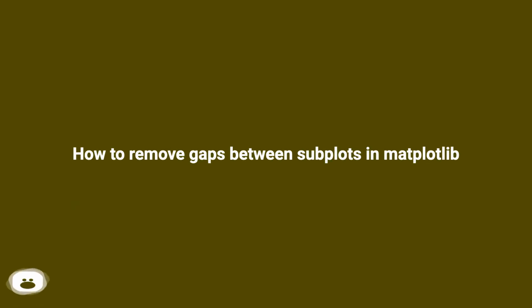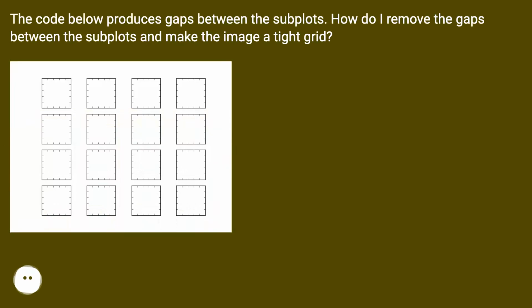How to remove gaps between subplots in Matplotlib. The code below produces gaps between the subplots. How do I remove the gaps between the subplots and make the image a tight grid?